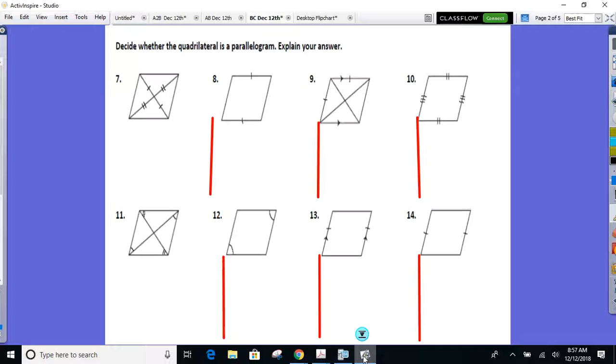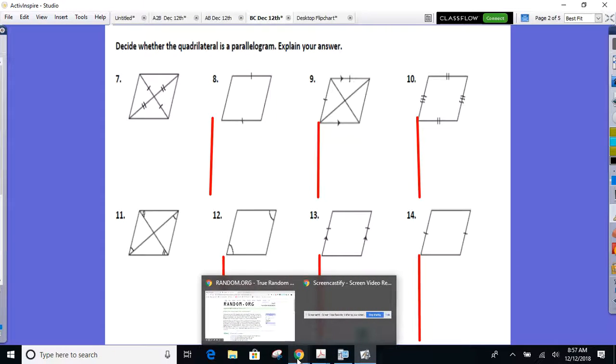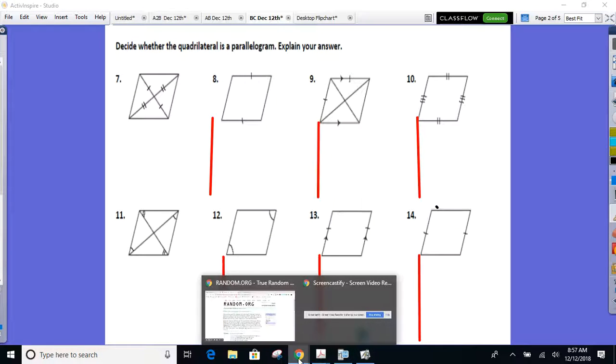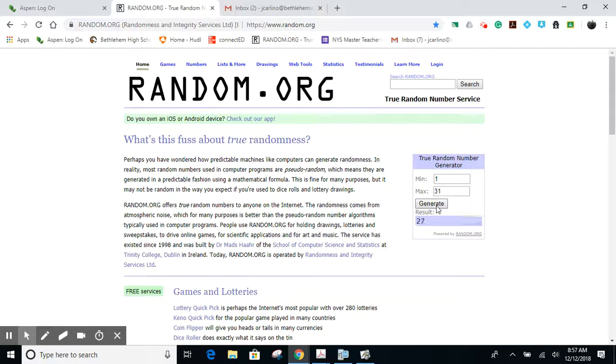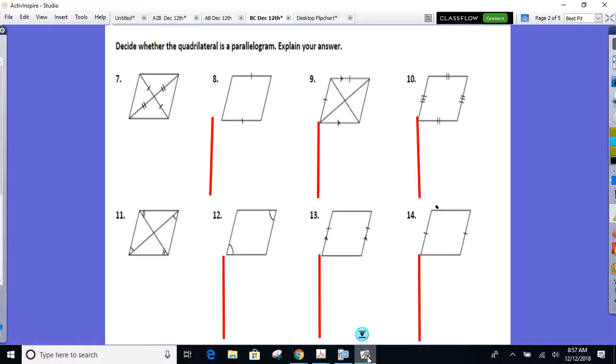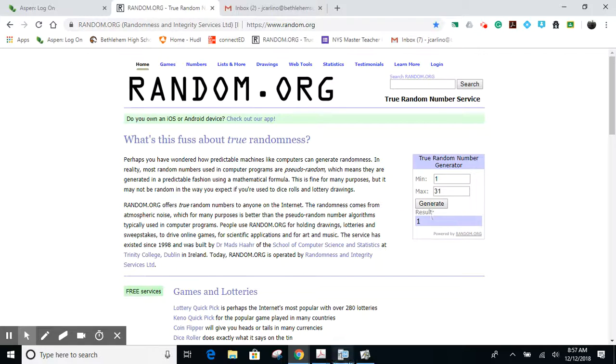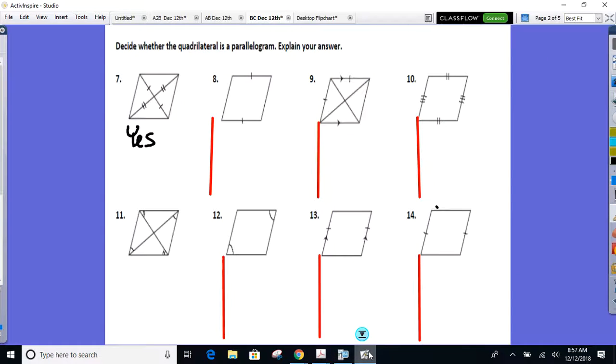Here we go, number 7. I won't write these out. I'll just write yes or no, but make sure you have the reason down as well. Number 7, what do we got? That's a big yes. Why? Diagonals bisect each other. It means it's a parallelogram. How about 8? No, you only have one pair. You need both pairs congruent.